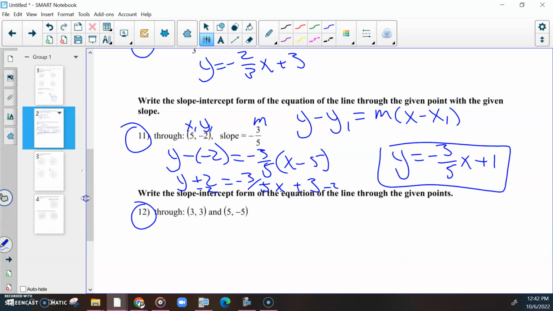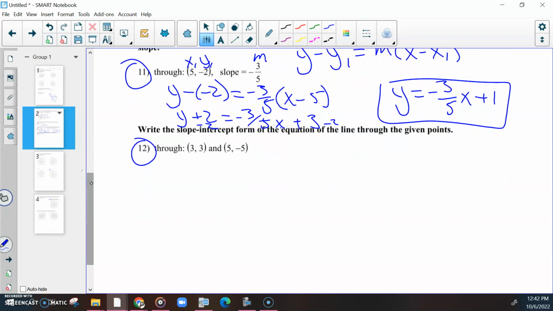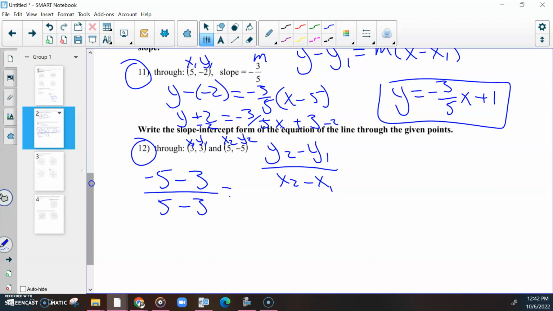Questions about that one? Okay, for 12, similar, but you have to find your slope first. Label them if you need to. So this would be -5 minus 3 over 5 minus 3. You get -8/2.